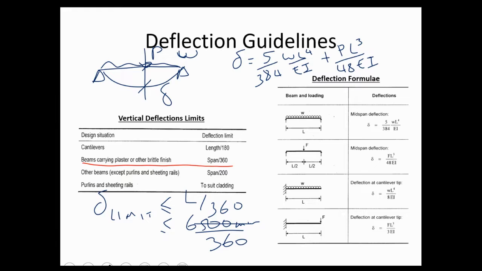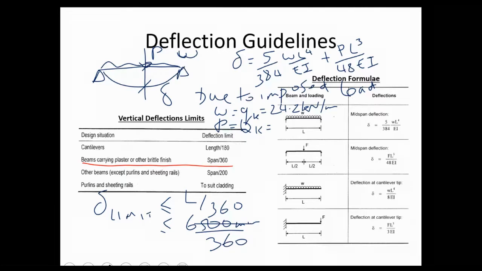So if we look at the deflection due to imposed load, we have the omega, which is at the very start. It's due to the live load, which is Qk equal to 24.2 kilonewtons per meter, and P is Qk, which was 48 kilonewtons. This is just due to the live load because we're concerned about the plaster and the walls that go in after the dead load is on it. So we just want to check the deflection under the live load at the moment.